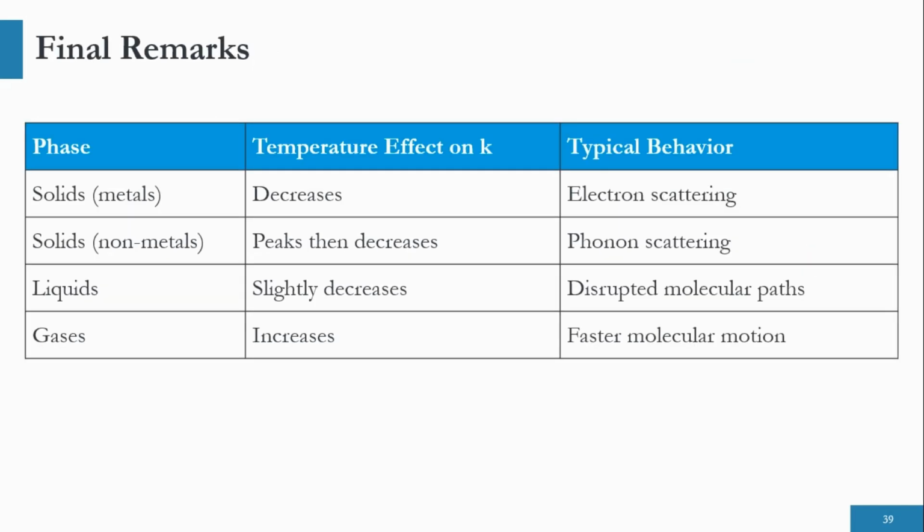Coming to the final part of today's lecture, what is the effect of temperature on the value of thermal conductivity? With the increase in temperature for solids which are metals, the value of thermal conductivity decreases, and the typical behavior for this is electron scattering. For non-metals, initially it increases, it peaks, then it decreases because of phonon scattering. For liquids, it decreases because of disrupted molecular paths, and for gases, it increases because of faster molecular motion.